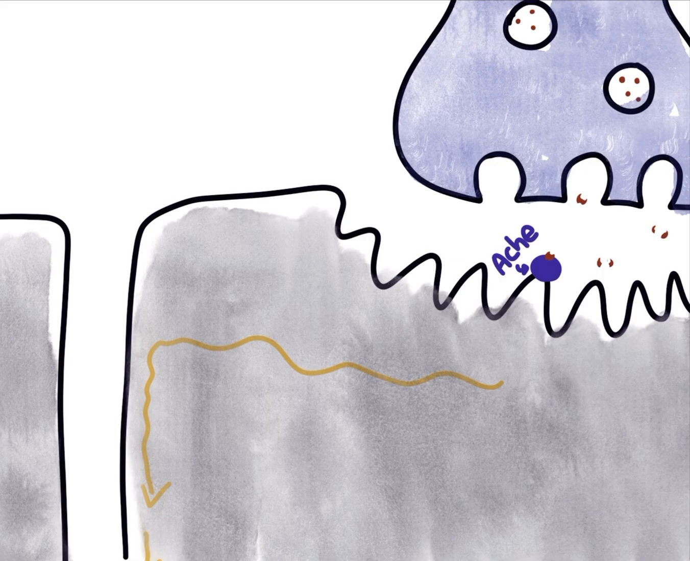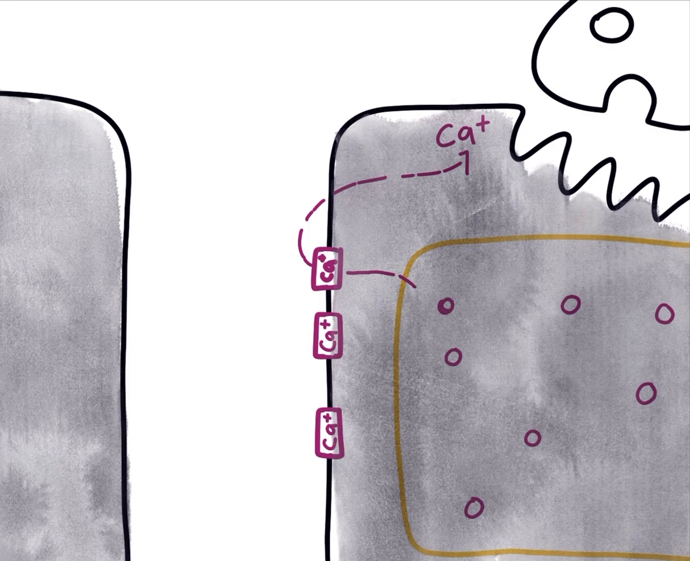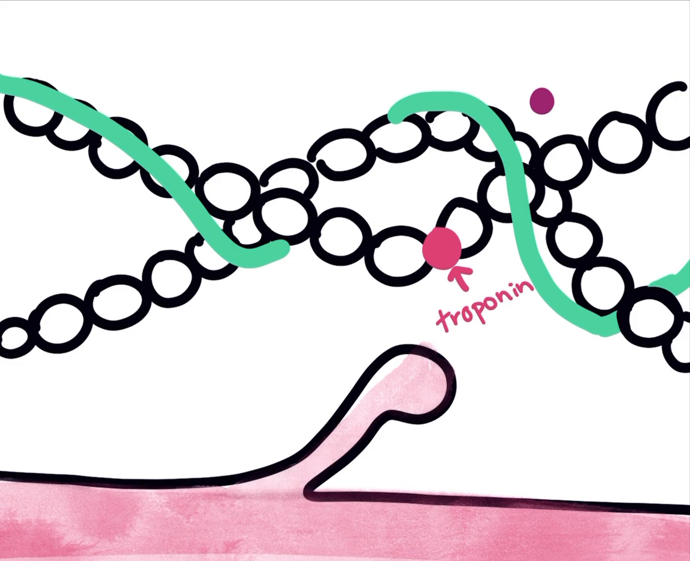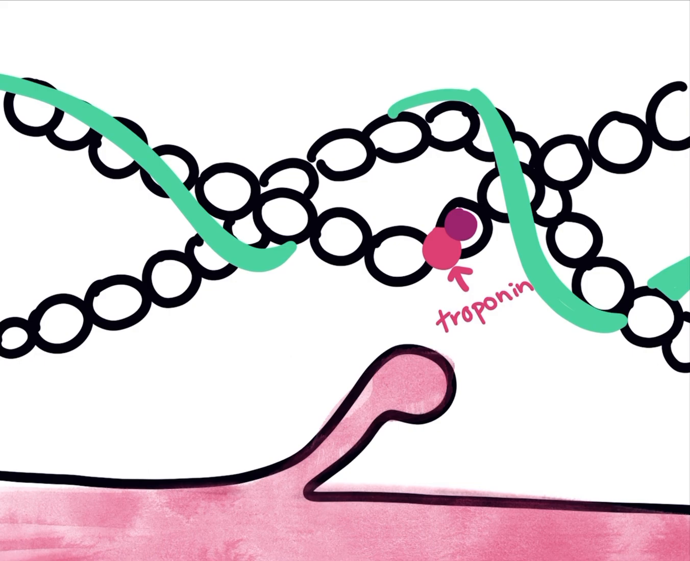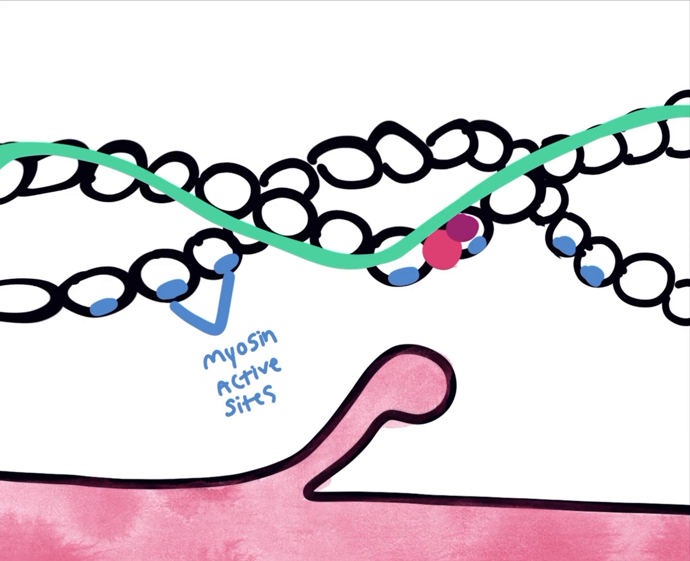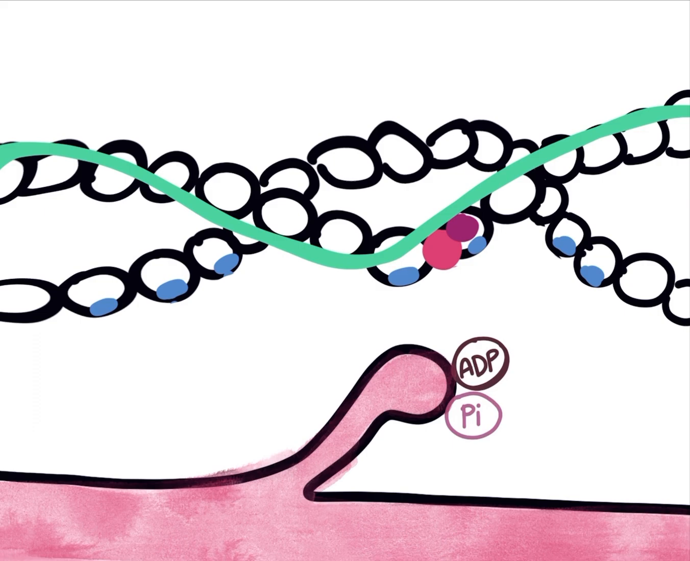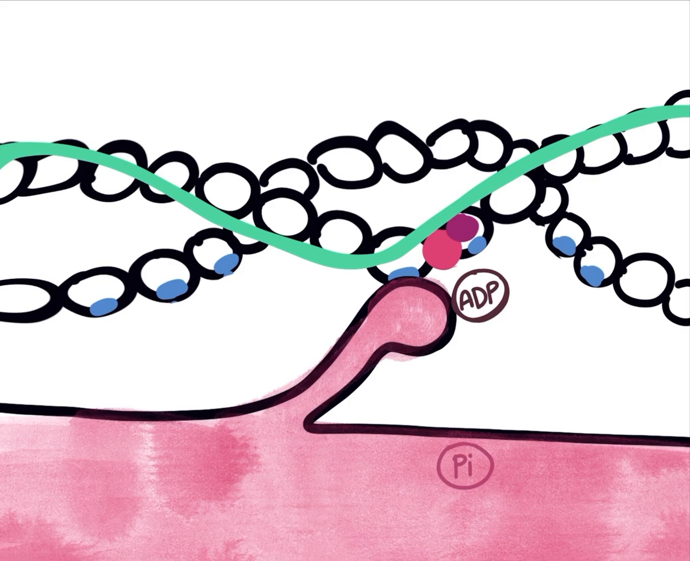and causes calcium channels to open. Calcium from the terminal cisternae of the sarcoplasmic reticulum will bind to troponin. That will cause the displacement of tropomyosin, which in turn will expose myosin binding sites. The myosin head releases Pi and then turns to bind to the myosin binding sites.